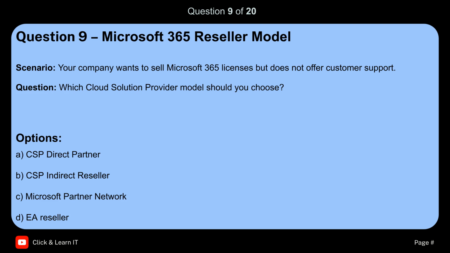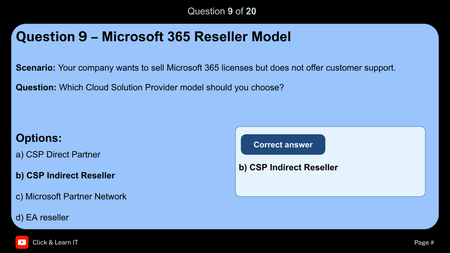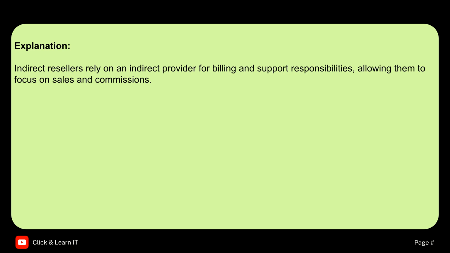Which cloud solution provider model should you choose? Options are CSP Direct Partner, CSP Indirect Reseller, Microsoft Partner Network, or EA Reseller. The correct answer is B, CSP Indirect Reseller. Indirect resellers rely on an indirect provider for billing and support responsibilities, allowing them to focus on sales and commissions.